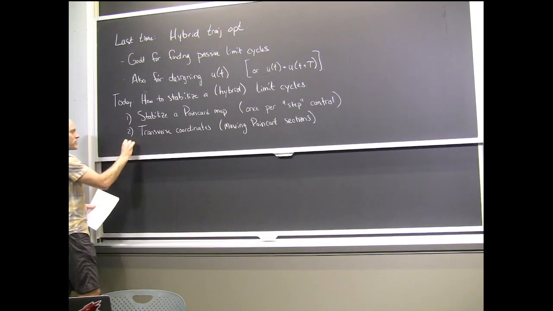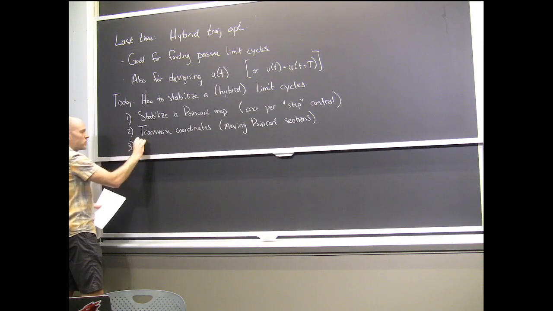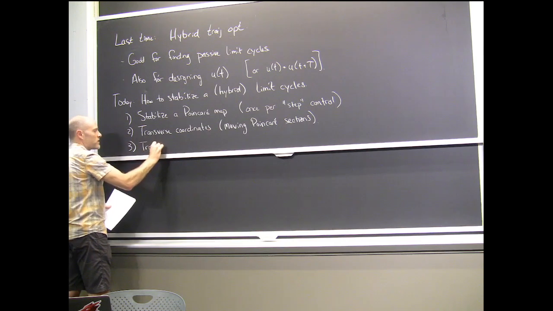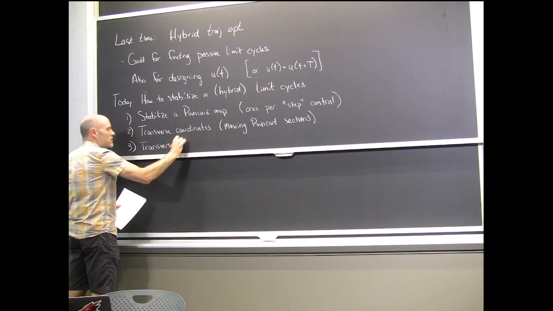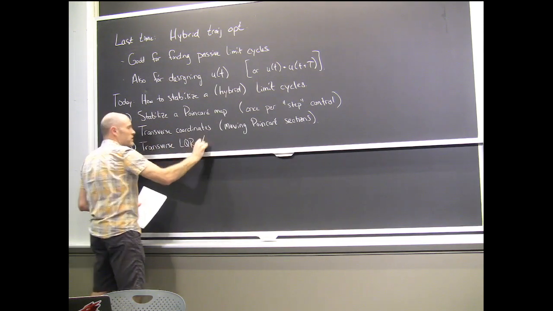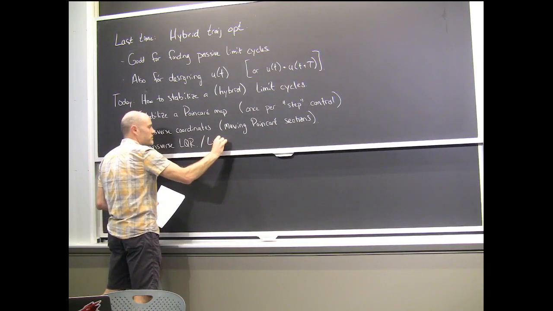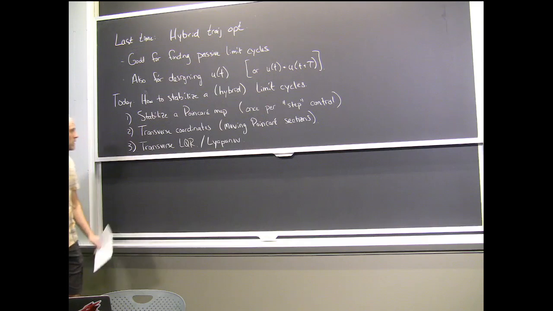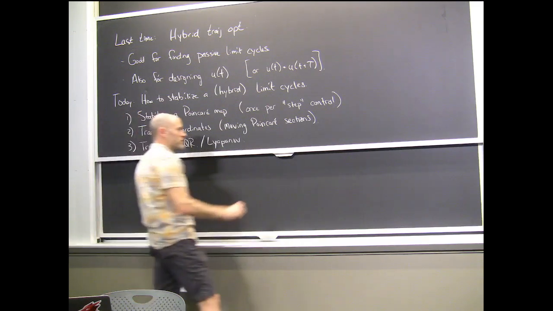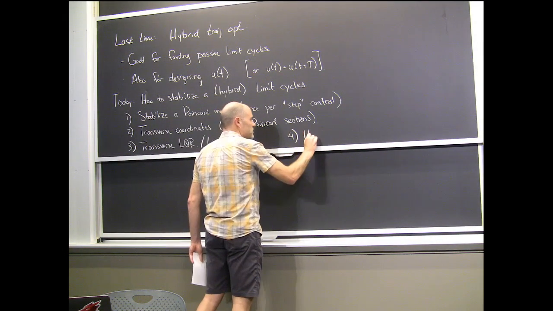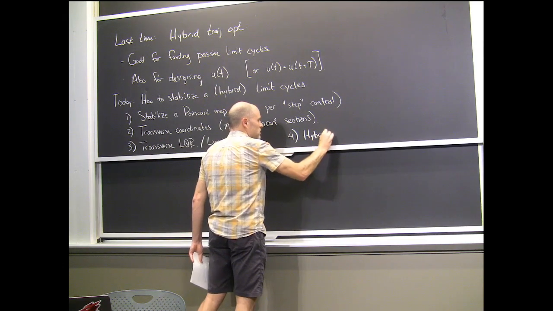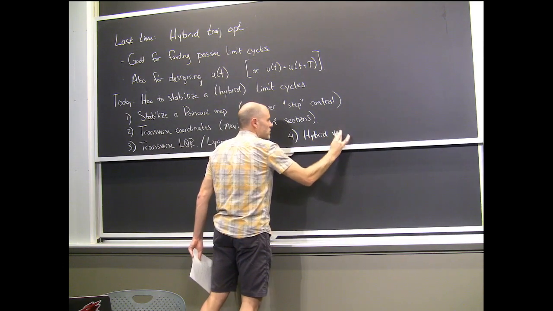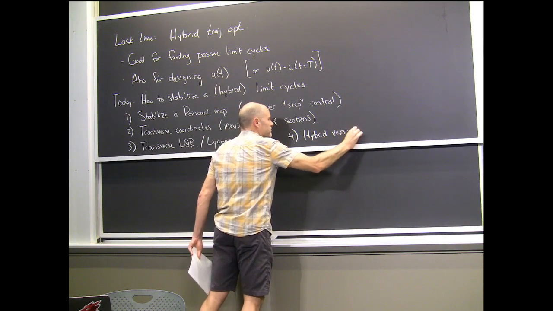Once we have that construction, we'll understand how to do transverse LQR and Lyapunov kind of methods. And then maybe I'll just write over here. And we'll put the hybrid version back in.